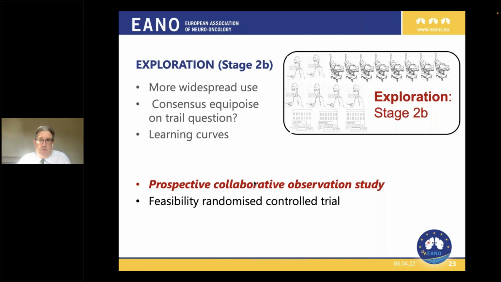And this stage, the exploration stage, is where you start using it in more widespread practice. It's again a larger number of patients, more surgeons are involved, and this time it is a multi-center study. And the questions you're looking at here are: is there a consensus on equipoise on a trial question, and also looking at learning curves and trying to understand learning curves.